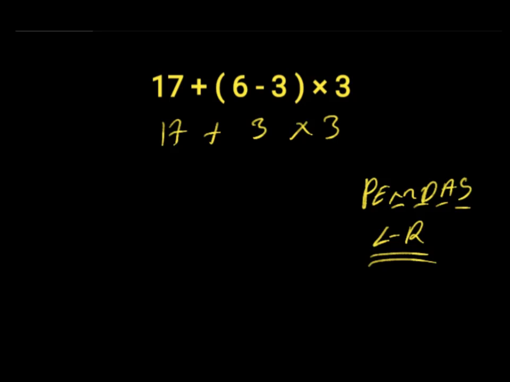Now, we have an addition and a multiplication. We are going to work with our multiplication first because it comes before addition. 3 times 3 will give us 9. Then we have 17 plus 9. 17 plus 9 will give us 26. 26 is the right answer to this question.